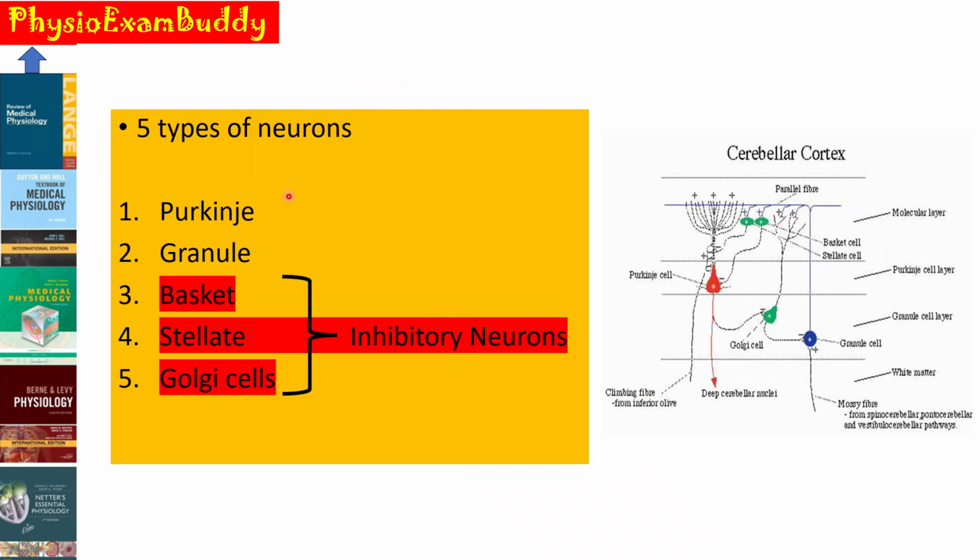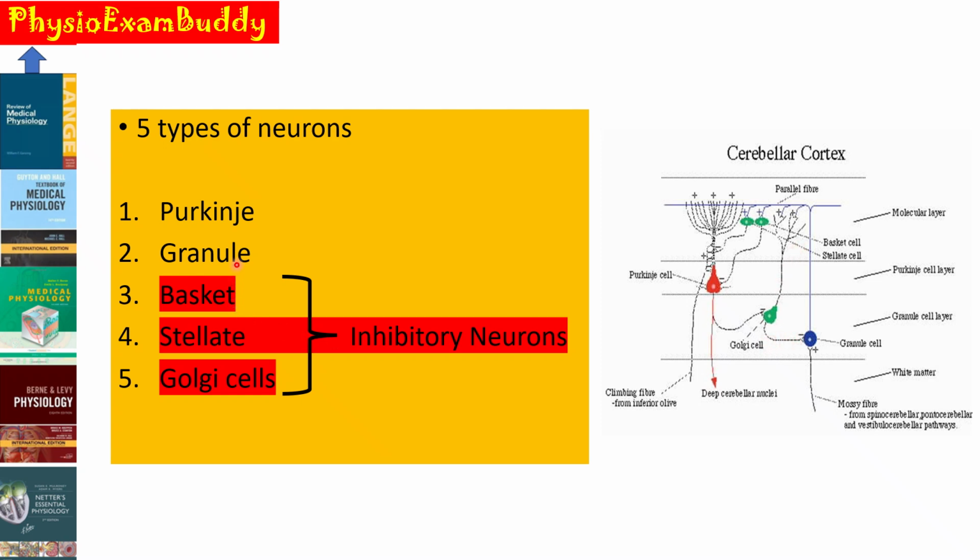And there are also 5 types of neurons present in the cerebellum. The Purkinje neuron is mainly found in the Purkinje cell layer, that is the middle layer of the gray matter. Whereas the granule cell is found in the granular cell layer, which is the innermost layer of the gray matter. The basket cells as well as the stellate cells are mainly found in the molecular layer, which is the outermost layer of the gray matter. And the Golgi cell again in the granular cell layer.